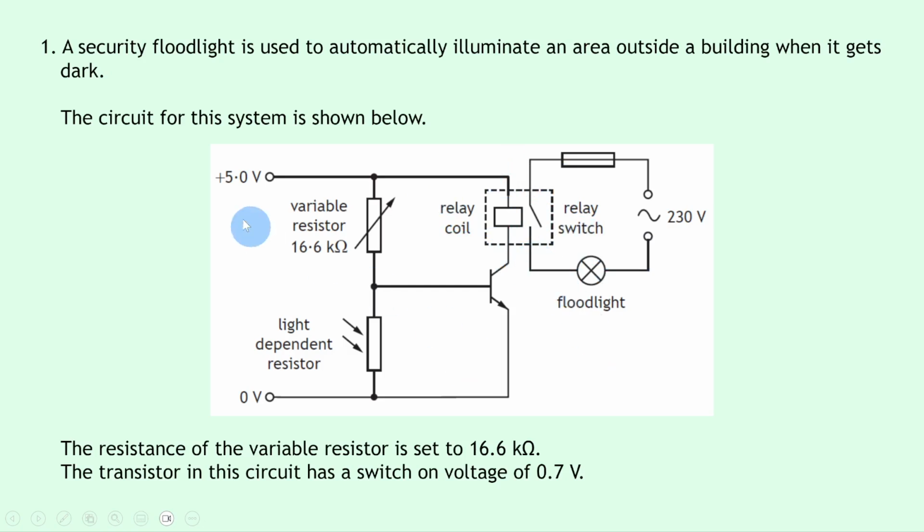You'll also see we've got a supply voltage of 5.0 volts. We've got a variable resistor as the upper component at 16.6 kiloohms. We've got an LDR, a light dependent resistor, as the lower component. We've then got an NPN transistor and a relay switch connected to this second circuit, which has a fuse, a floodlight, and an AC supply voltage of 230 volts. It then says the resistance of the variable resistor is set to 16.6 kiloohms, and the transistor in this circuit has a switch-on voltage of 0.7 volts.